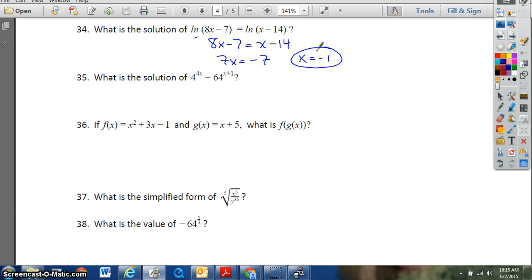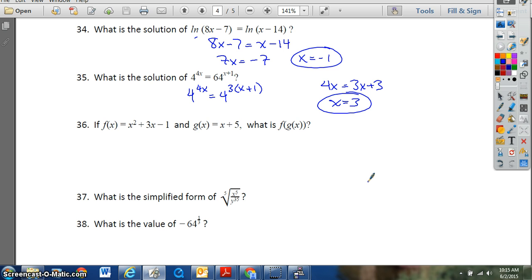What is the solution for 4 to the 4x equals 7? Okay, we can do that. 64 is 4 to the third. Keep your x plus 1 there. So I'm going to get rid of my 4's again. So this is 4x equals 3x plus 3. X equals 3. All right, keep rolling.